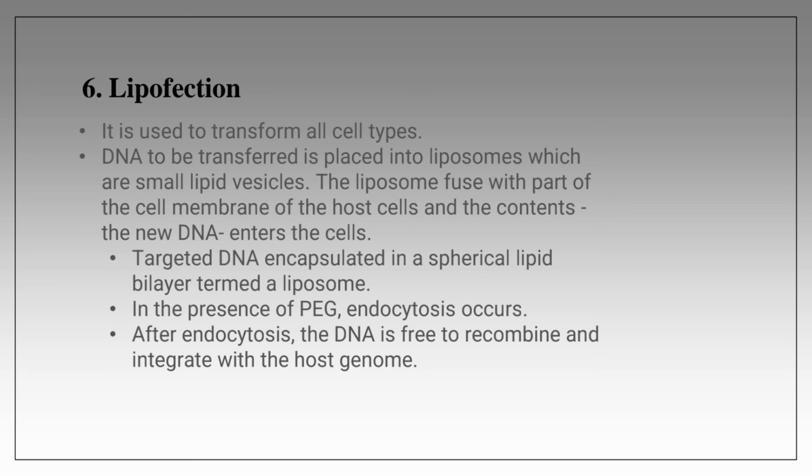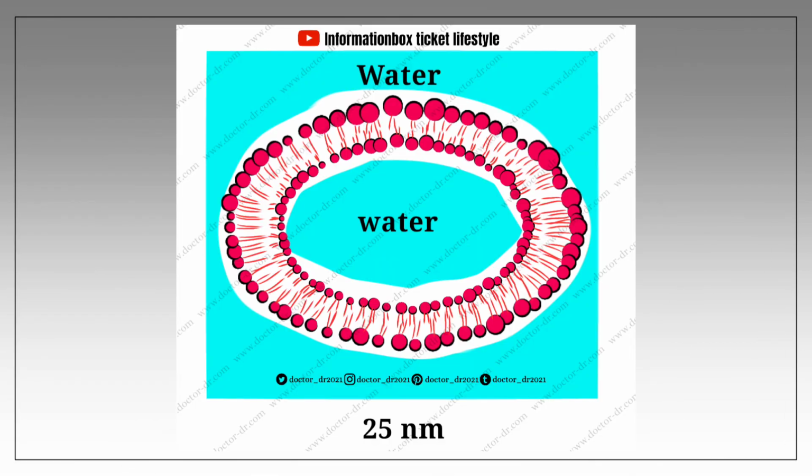Lipofection. It is used to transform all cell types. DNA to be transferred is placed into liposomes, which are small lipid vesicles. The liposomes fuse with part of the cell membrane of the host cell and the contents, the new DNA, enter the cell. Targeted DNA is encapsulated in a spherical lipid bilayer termed a liposome. In the presence of PEG, endocytosis occurs. After endocytosis, the DNA is free to recombine and integrate with the host genome, as you can see in this figure.